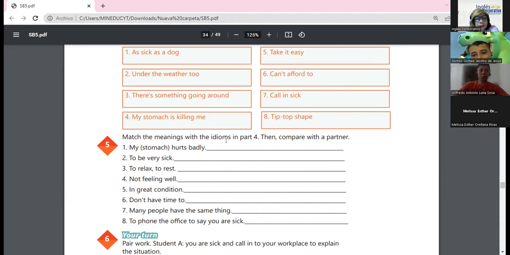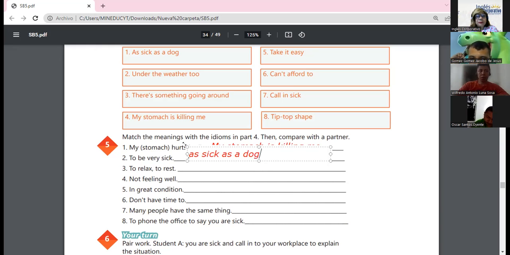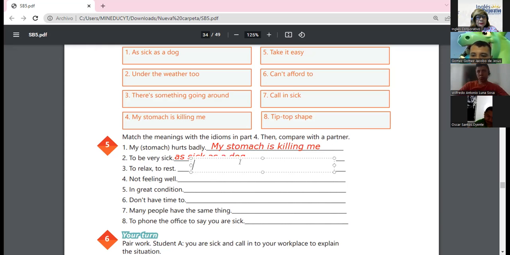Okay, number one. What is the number one? My stomach is killing me. Okay, in number two, to be very sick. As sick as a dog. To relax, to rest. Take it easy.